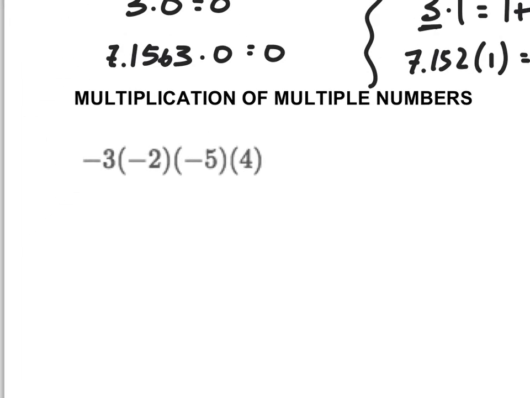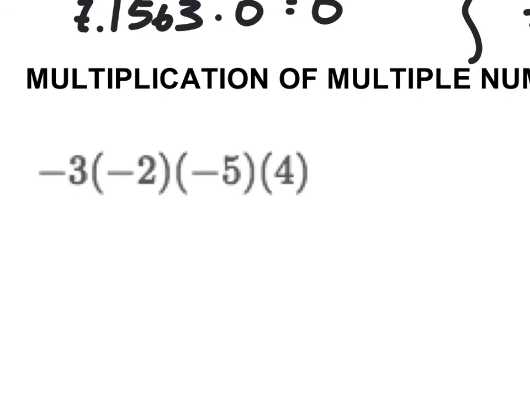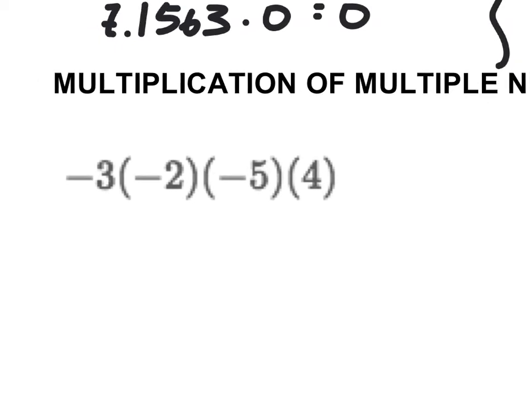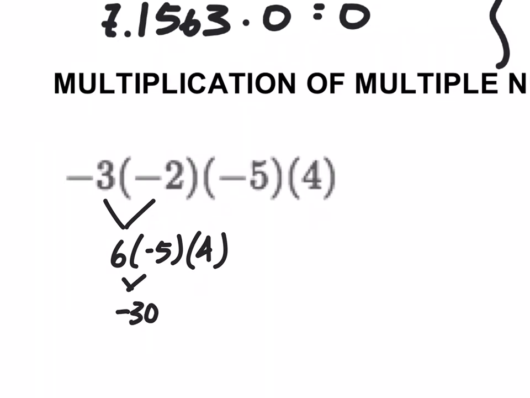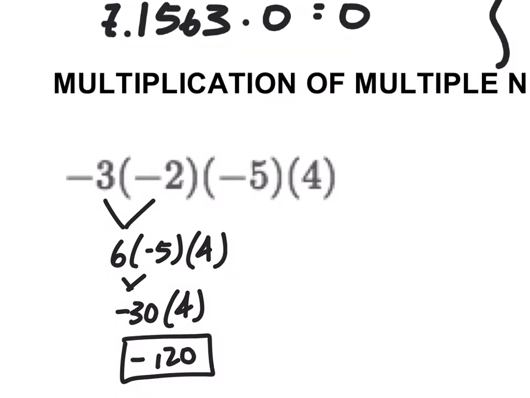And then let's look at multiplication of multiple numbers. Now what I can do is reorder this in any way that I want, but oftentimes I just want to work from left to right. So negative 3 times negative 2 gives me a positive 6. Multiply that by negative 5, and then by 4. 6 times negative 5 gives me negative 30, since a positive times a negative gives a negative. Multiply that by 4. Negative 30 times 4 is going to give me negative 120, and that's my answer.